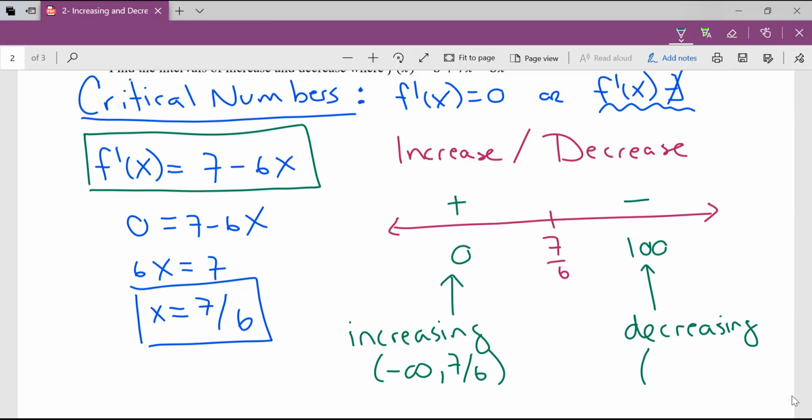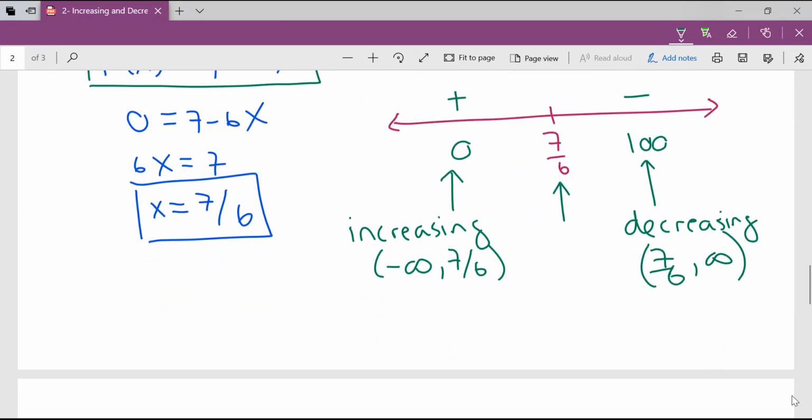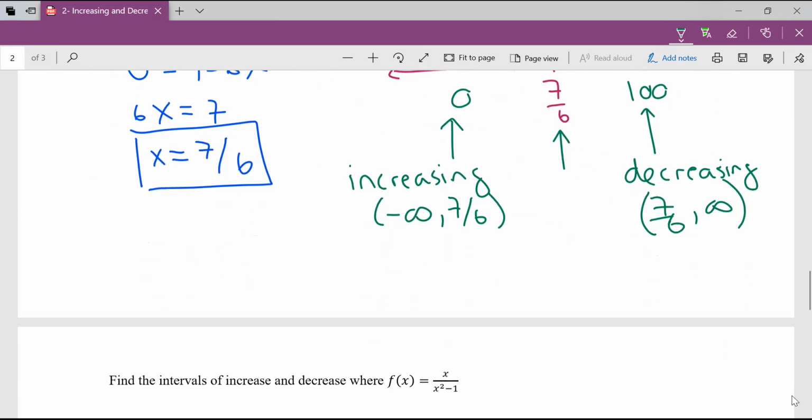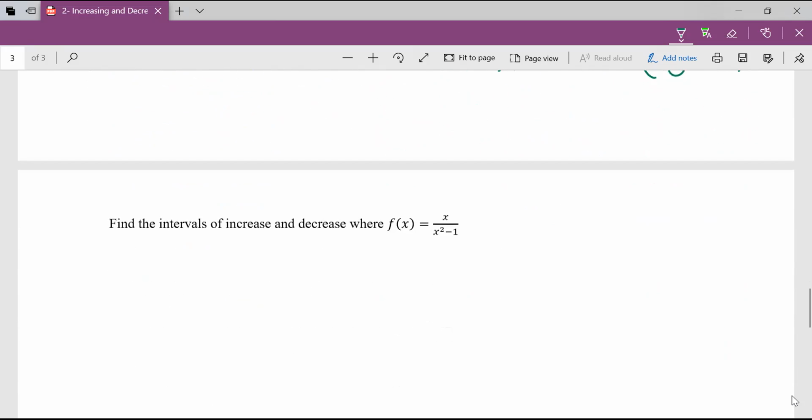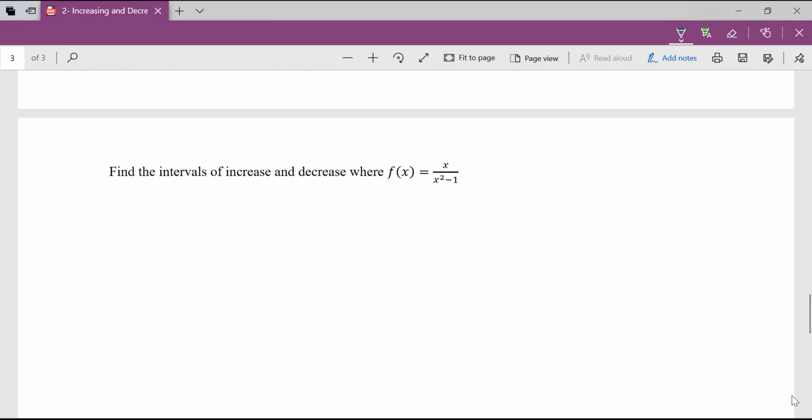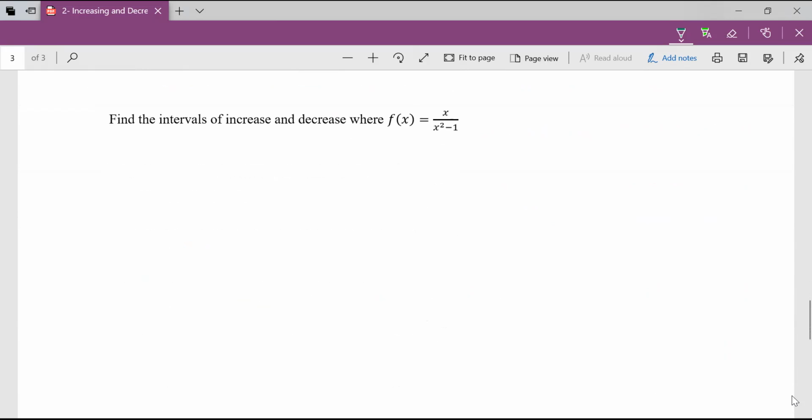And I'm decreasing from 7/6 to positive infinity. That's it. Hey, not bad. So again, we find that critical number, we do test points on either side, and we see what happens. Just remember, a critical number does not guarantee a max or a min. It says, based on Fermat's theorem, if a max or a min exists, it would have to occur there, but it doesn't guarantee it. Okay, let's try a slightly more complicated one.